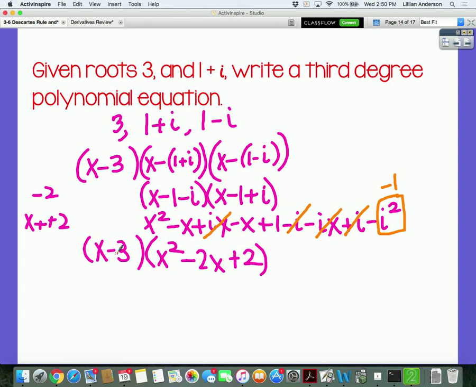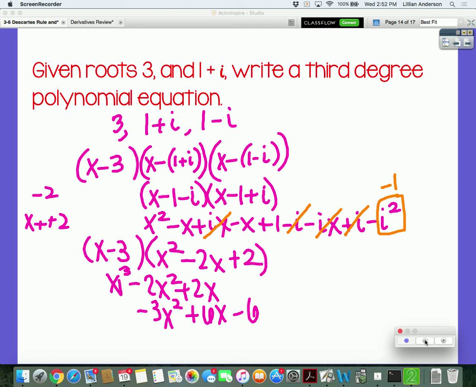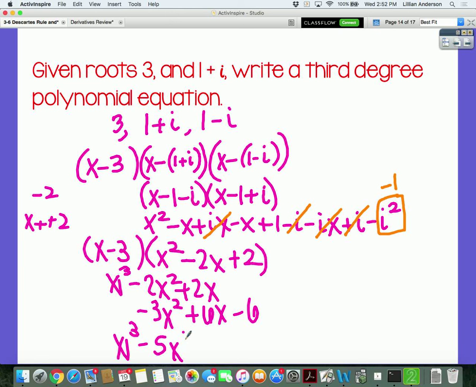Now the last thing you have to do to get the final polynomial equation is multiply x minus 3 to x squared minus 2x plus 2. Go ahead and distribute that. Go ahead and multiply these two together. Once you multiply, you have to combine like terms to get x to the third minus 5x squared plus 8x minus 6. Did you guys get that? And that is your polynomial with a third degree. Questions?